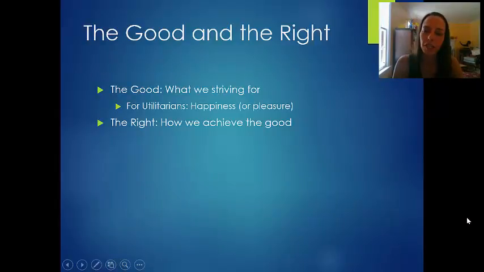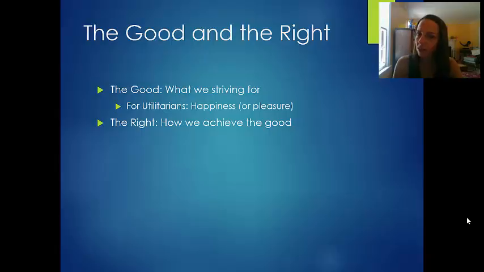So with utilitarianism, we need to first define these basic ethical concepts of the good and the right. So remember, the good is whatever we're striving for, and under utilitarianism, that is defined as happiness or pleasure. Mill uses these terms interchangeably, but he really wants to promote the notion of happiness over pleasure. And then the right will be however we achieve the good.